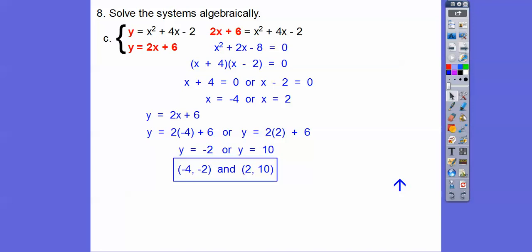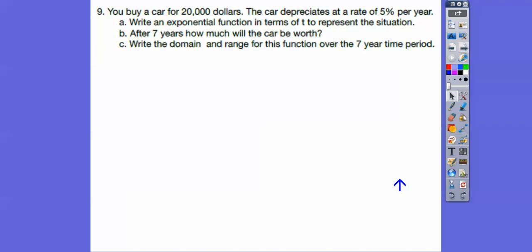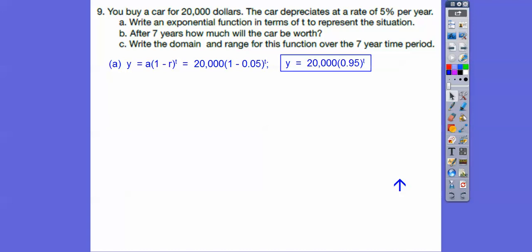Okay, and then we have a couple of application problems. So we buy a car for $20,000. The car depreciates, which means it goes down at a rate of 5% a year. Now 5% is 0.05. Write an exponential function in terms of t to represent this situation. Okay, so I did that right there, you guys. So our formula is A is our initial amount, so it's the $20,000. 1 means you start at 100%, and this is depreciating, so you take off 5% a year, so minus 0.05. Okay, so 1 minus 0.05 is 0.95. So here's our exponential function that represents that right there.